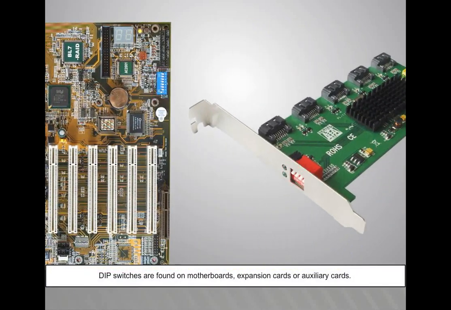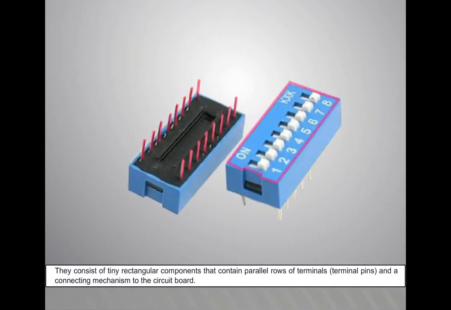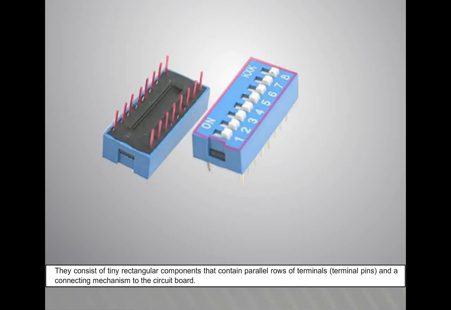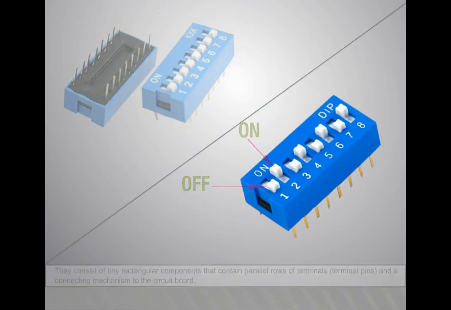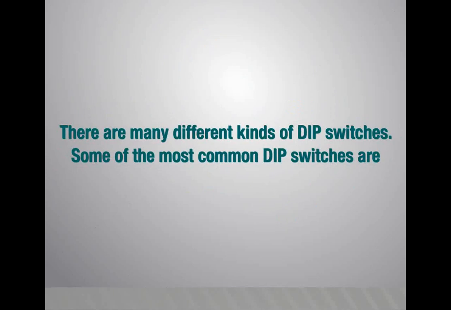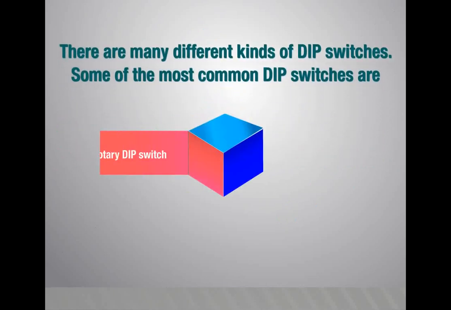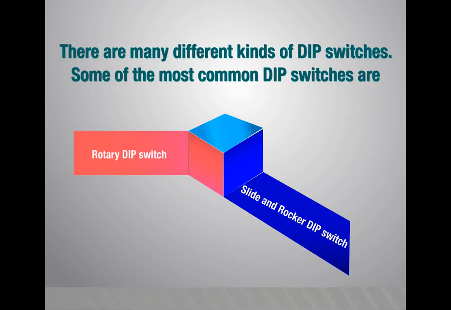DIP switches are found on motherboards, expansion cards, or auxiliary cards. They consist of tiny rectangular components that contain parallel rows of terminals, that is terminal pins, and a connecting mechanism to the circuit board. There are many different kinds of DIP switches. Some of the most common DIP switches are rotary DIP switch, slide and rocker DIP switch.